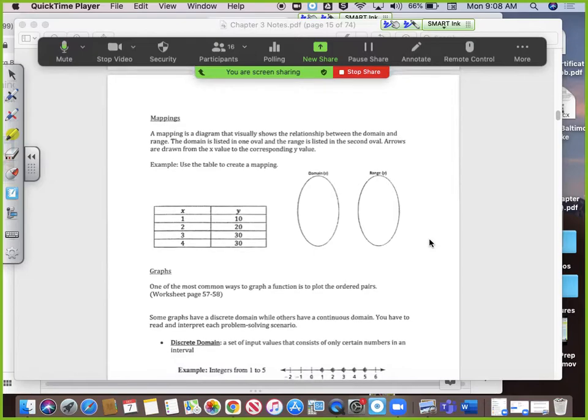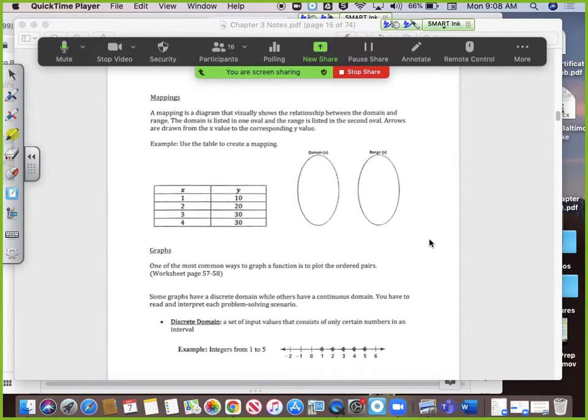Mapping diagrams is something that we already have learned, so this should be pretty quick. A mapping diagram is a diagram that visually shows the relationship between the domain and range. And the domain is listed in the first oval and the range is in the second oval. To create mapping diagrams, your domain is always x and your range is always y. We already know to do this, or you might not know how to do it, but for your domain, you're just listing the numbers here in the oval. 1, 2, 3, 4. And you list the range in this oval, 10, 20, 30.